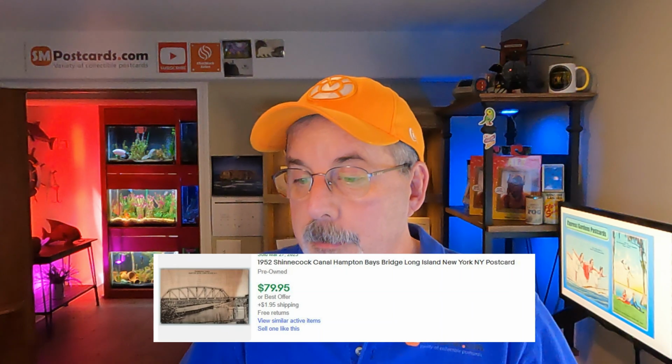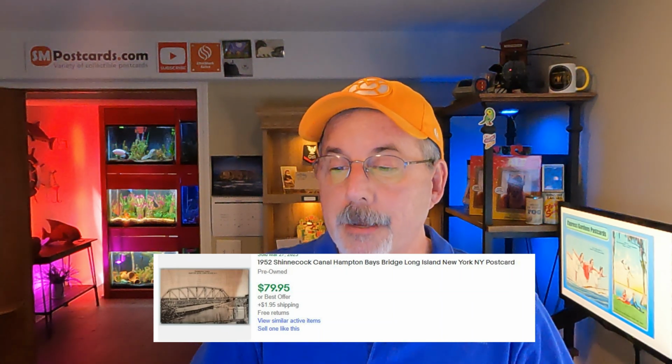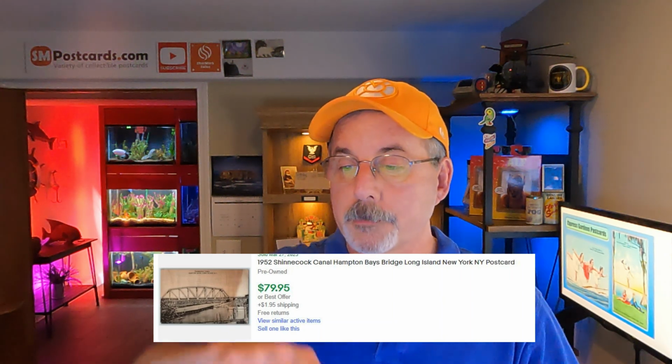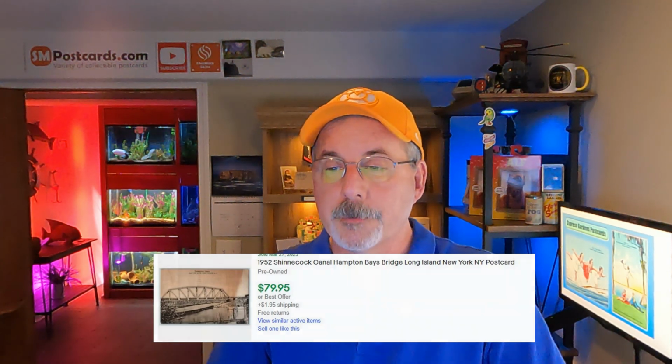Yukon Bridge, Lisbon, Ohio train, vintage postcard, $95 plus $5 shipping, so $100 for that bridge. 1952 Shinnecock Canal Hampton Bays Bridge, Long Island, New York, $80. Those types of bridges with those structures like that go up like that with the metal structures, those always seem to do well. So you got 3 cards here, close to $100 average of bridges.